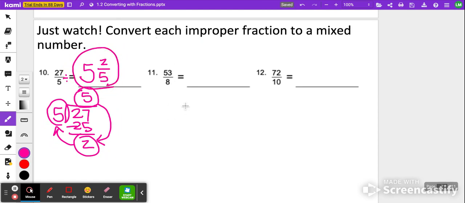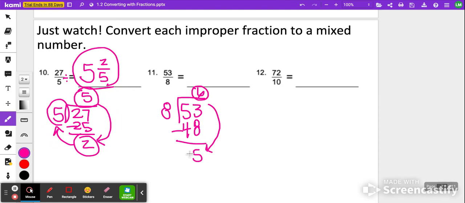I'm going to do the same thing with 53/8. 53 divided by 8. 8 will go into 53 6 times, because 6 times 8 is 48. Okay, we subtract. 53 minus 48 is 5. So my mixed number is 6 and 5/8, around the clock. 6 is my big number, 5 the numerator, 8 still the denominator.